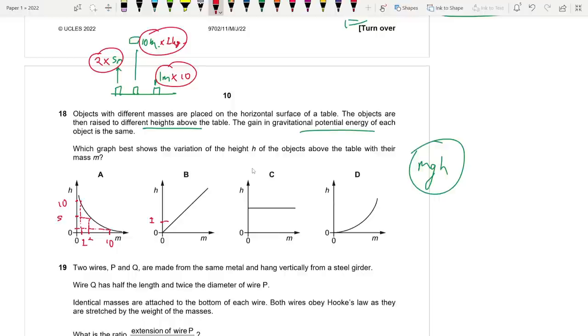height of 1 meter, mass of 1 kg. It doesn't make sense. Height of 3 meters, height of 5 meters, mass of 5 kg. It doesn't make sense. It shows us a proportional relationship. It shouldn't be proportional. It shouldn't be horizontal. It shouldn't be exponential either, because suppose height of 1 meter, mass of 1 kg, then height of 5 meters, mass of 5 or 10 kg maybe. That doesn't make sense. It can't be a proportional relationship. It has to be inversely proportional for the GPE to be the same.